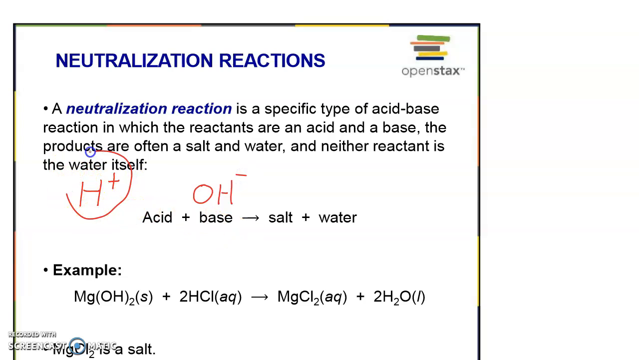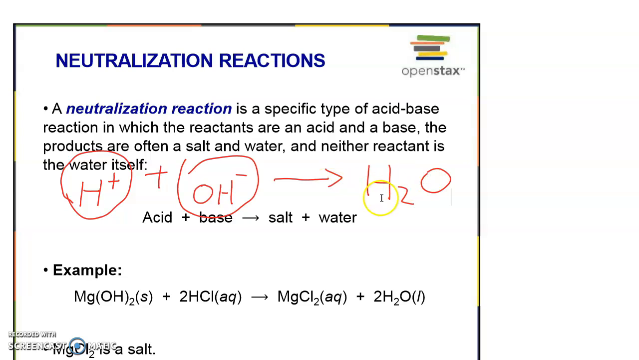When an acid sees a base, these 2 pieces will combine together. What do we get here? H plus, OH minus. I have a positive, I have a negative. When they combine together, I get a water molecule. So when an acid reacts with a base, we should expect to yield a water molecule. Another product is a salt. Let's look at the following example and see what a salt is.